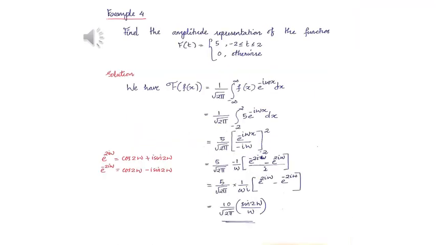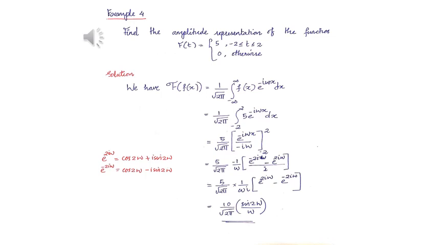Example 4. Find the amplitude representation of the function f of t is equal to 5 for minus 2 less than or equal to t less than or equal to 2 and 0 otherwise. So amplitude representation means we are asked to find out the Fourier transform, because we know that the time domain is converted to the frequency amplitude domain. So amplitude representation means the Fourier transform.